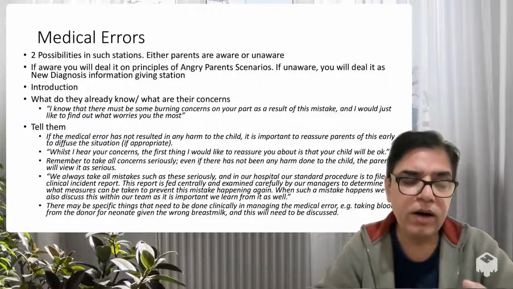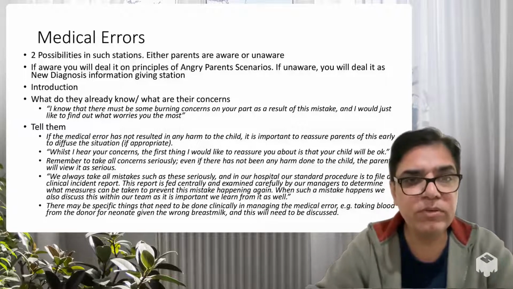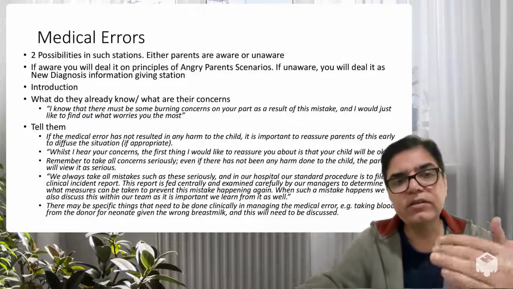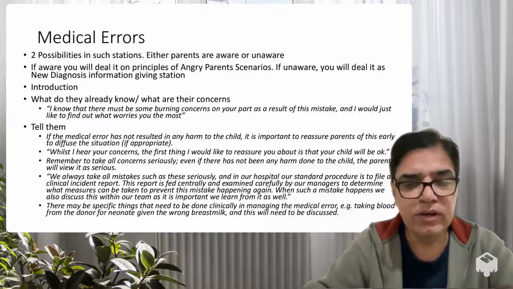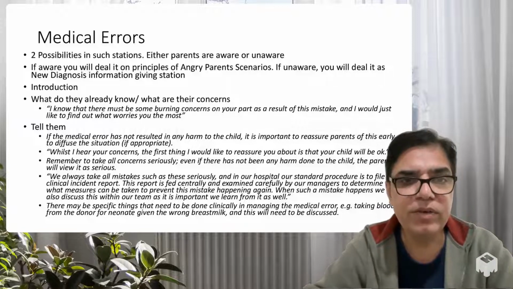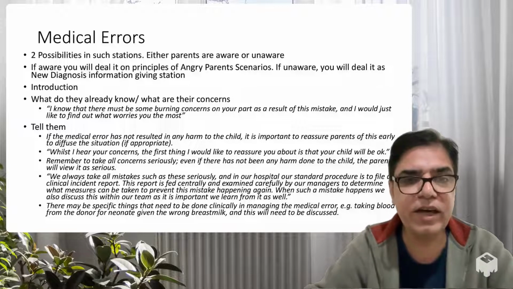So if the scenario tells you that they are aware of this situation, usually these parents would be very angry. So you will just tackle this station on the same principles that you tackle an angry parent station. But if they're unaware, you will deal with it just like you are giving them a new diagnosis, new information they don't know.